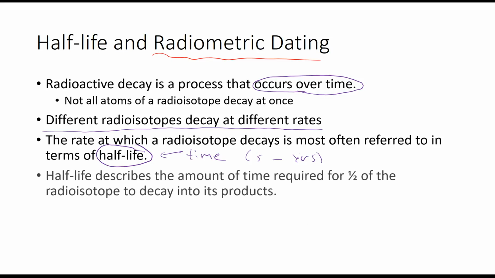So why do we call it half-life? That has to do with the fact that a half-life is a measurement of the time required for 1/2 of the original isotope to go through its decay process. So, the time required for 1/2 of the radioisotope to decay into its products, and that is the half-life.